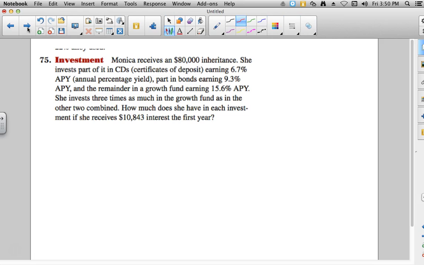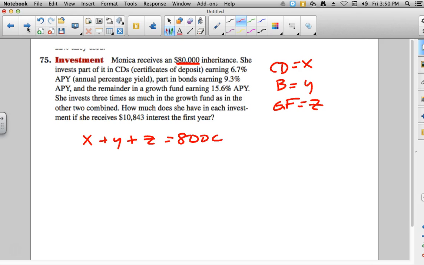So two things I'm looking at right away, and that is we've got a total there of all of her investments. So if we say that CDs are X and bonds are Y, and the growth fund is Z, we know that X plus Y plus Z has to equal 80,000. So there's the first equation. It's all about what she invested. We also know that this is about interest.